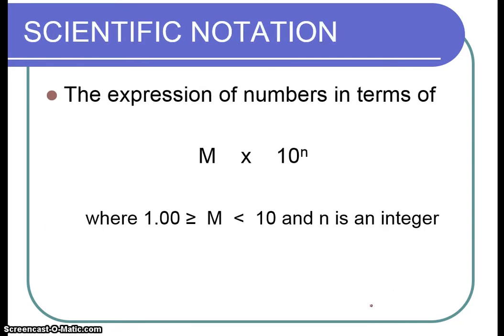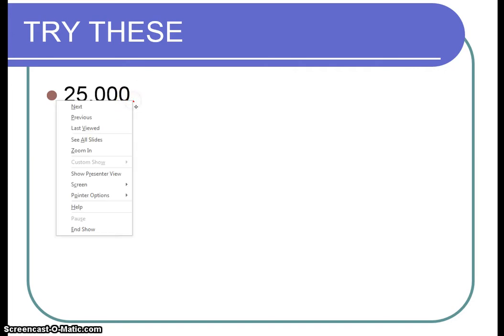Scientific notation, this should be review as well. It's m times 10 to the n, where m is between 1 and less than 10, and n is the integer. And I think we're pretty familiar with this. We know that if the number is big, the exponent is going to be positive. So my imaginary decimal is here, and so I move it 1, 2, 3, 4 places, and so then I end up with 2.5 times 10 to the 4th.